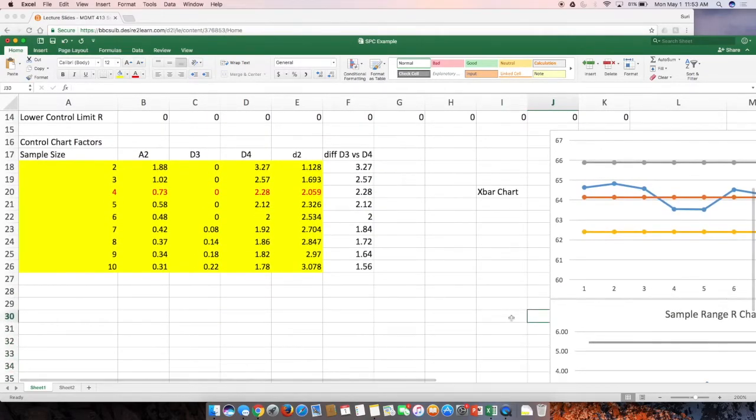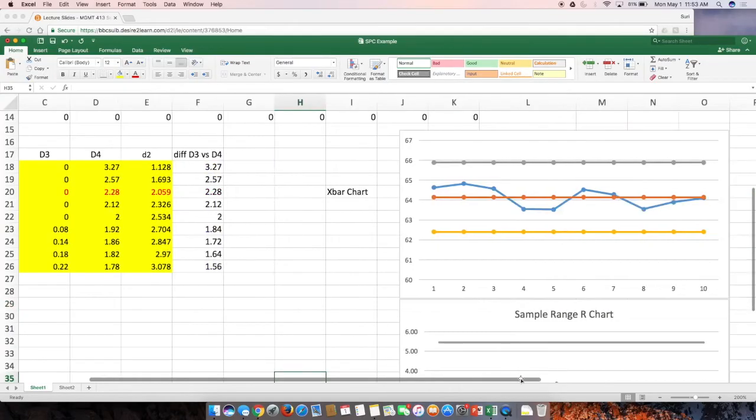So let's look at the X bar chart first. In control, out of control?